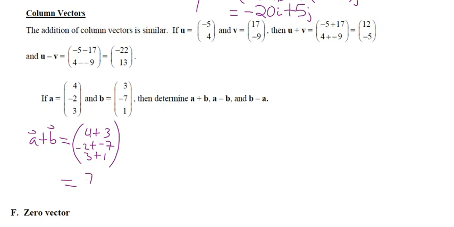What's easier, column vectors or i and j, geometric vectors? Column, right?